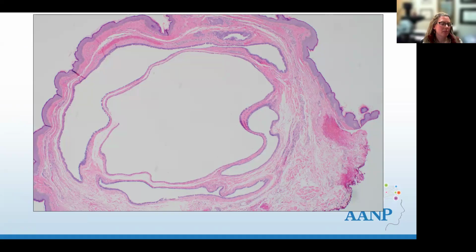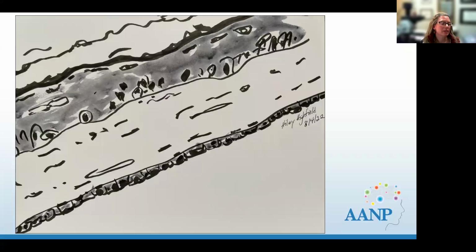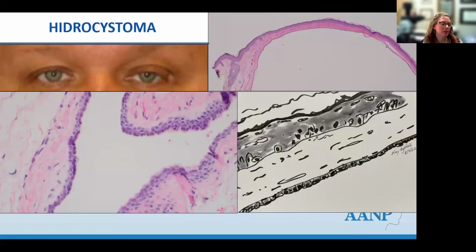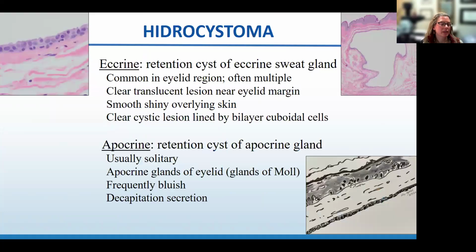It can be eccrine and apocrine with that decapitation secretion. And so often these are fluid filled. The eccrine ones they'll describe as a bluish lesion. So there's our artwork, and here's our summary slide. So there's a hydrocystoma, this benign cystic lesion of the eyelid. And so they're usually Moll's gland cysts or cysts of the sweat duct. They can be eccrine or apocrine with that decapitation secretion. Often I don't differentiate between the two. They have a low cuboidal epithelium and are very benign looking. So you'll see those quite often, okay?